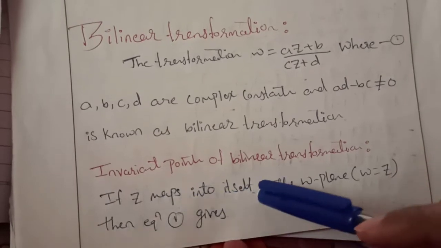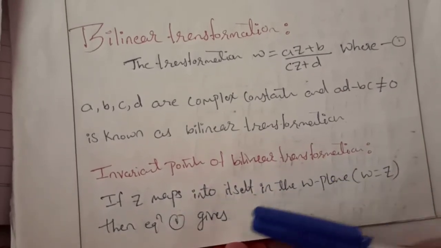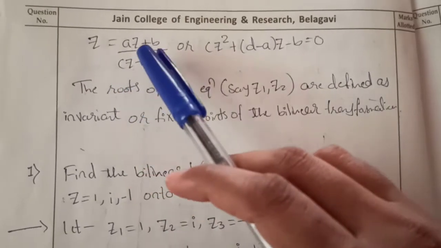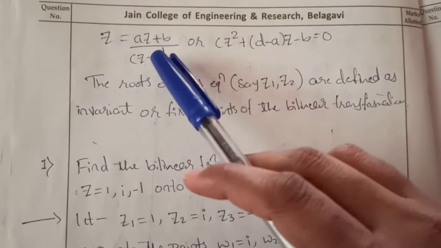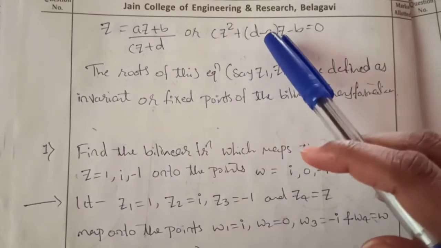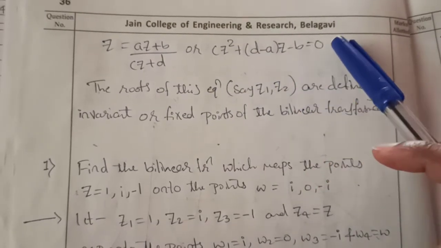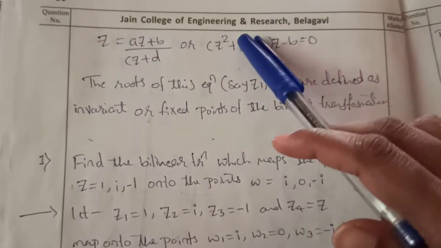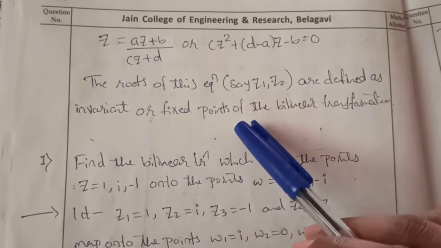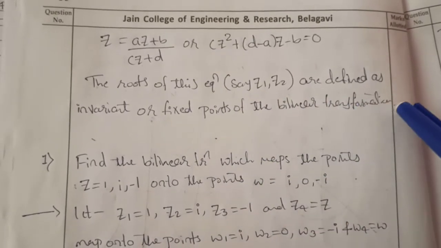If Z maps into itself in the W plane, then equation 1 becomes Z is equal to (AZ plus B) divided by (CZ plus D), or it can be written as Z squared plus (D minus A) Z minus B is equal to 0, and the roots of this equation are called the invariant points or the fixed points of the bilinear transformation.